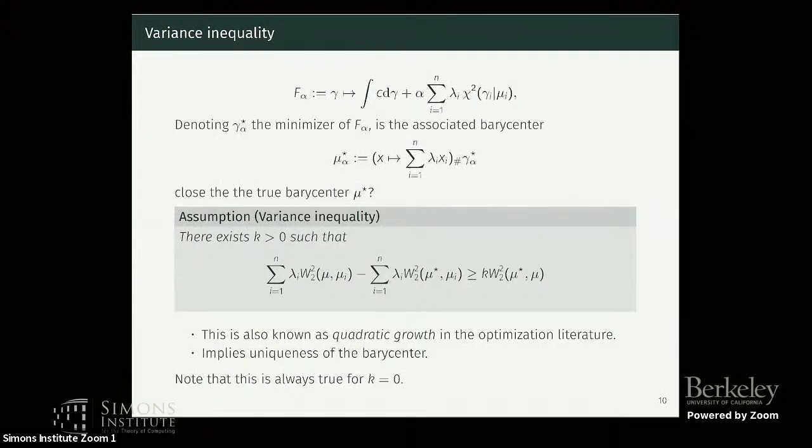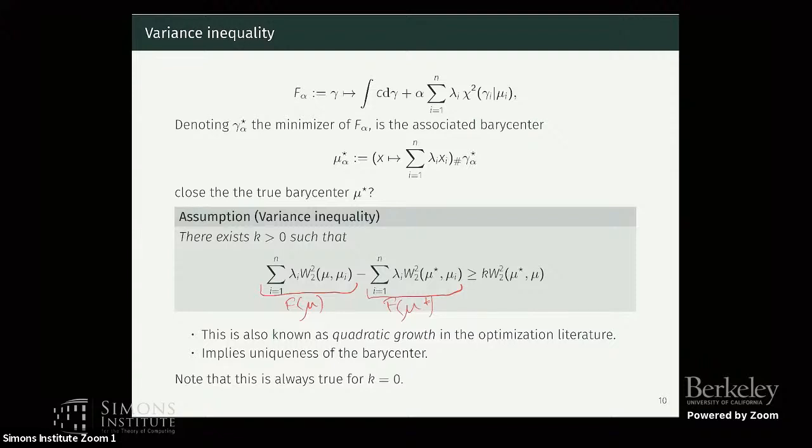And the key ingredient, or the key assumption that we make for this, which is actually the important part of the talk, is the following one, which we call a variance inequality, which we can rewrite as an excess. The first part is the variance at mu. The second part is the variance at the minimum. And so this inequality is also called quadratic growth inequality in optimization, because we are asking that around the minimum, there is a quadratic growth of my function f.